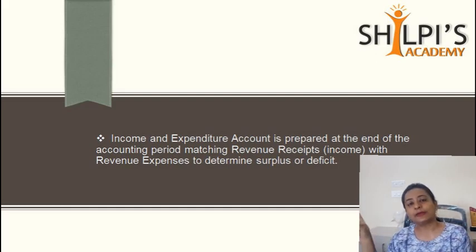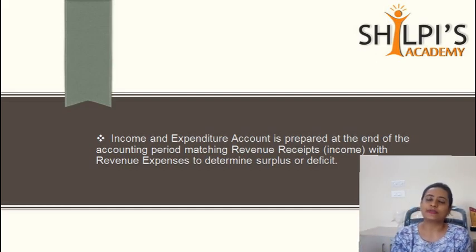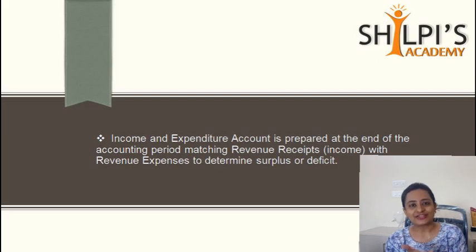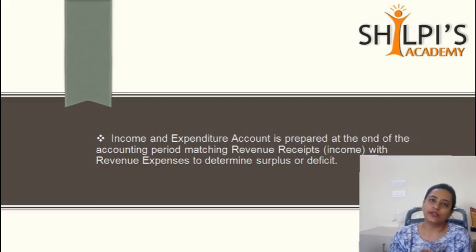In the receipts and payments account, we also mentioned the capital expenses and income. But this account is made with the purpose of matching whatever revenue expenses we are making and whatever revenue income we are getting. We match those two. So this is the purpose of that account.